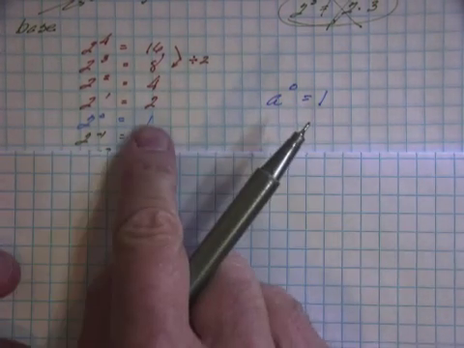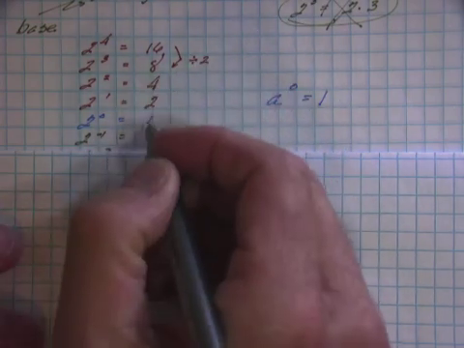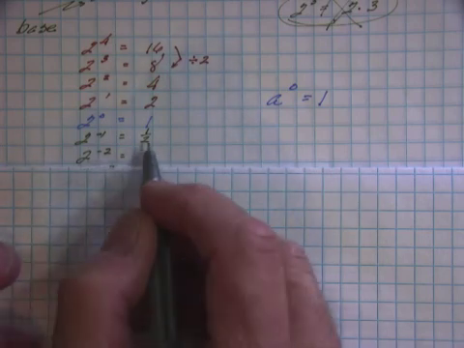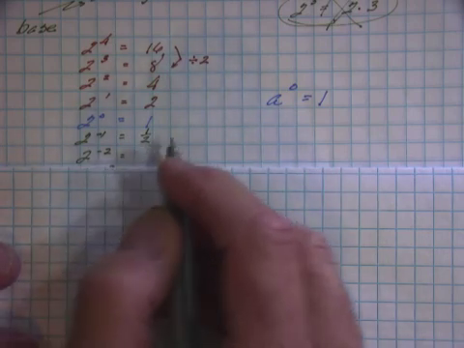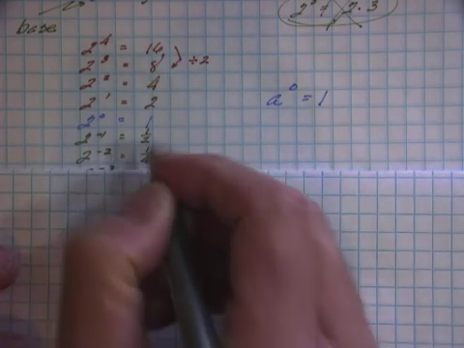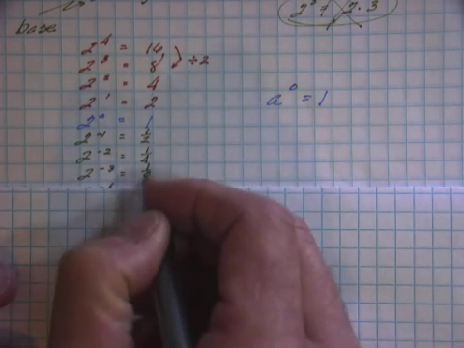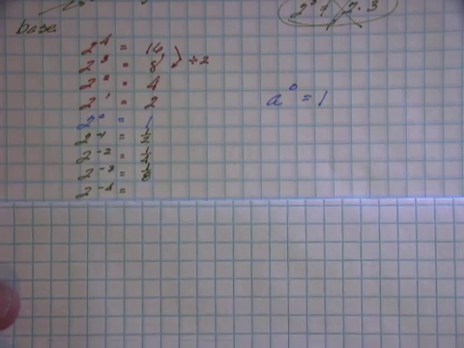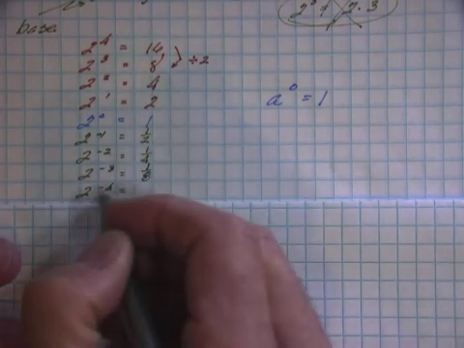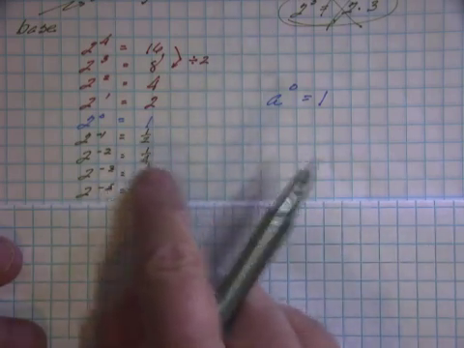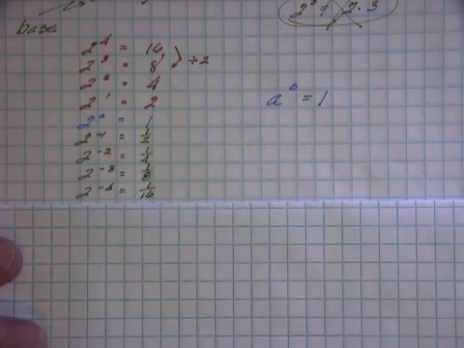Now, if we keep going in this pattern, we now have 2 to the negative 1. Well, 1 divided by 2 is 1/2. 2 to the negative 2, well, 1/2 divided by 2 is 1/4. 2 to the negative 3, if we keep this pattern going, that's 1/8, because half of a fourth is an eighth. And we can keep going and see that 2 to the negative 4 is 1/16.